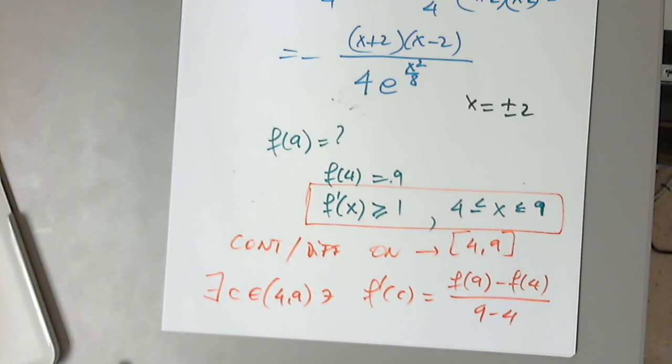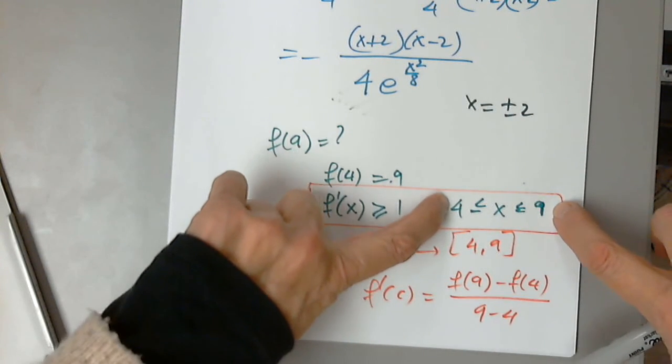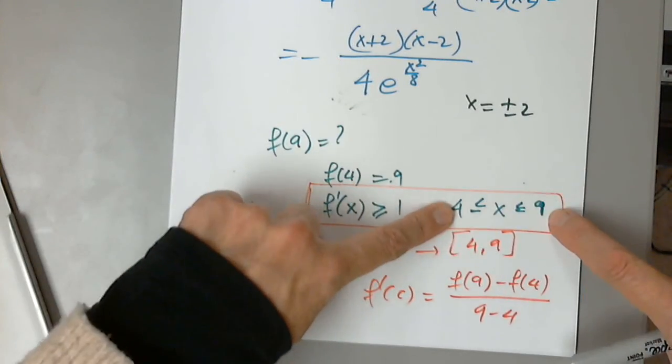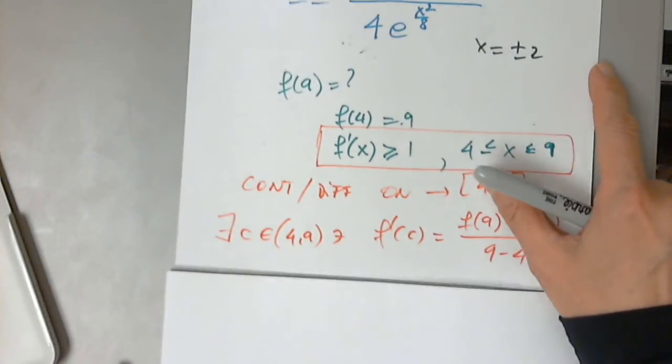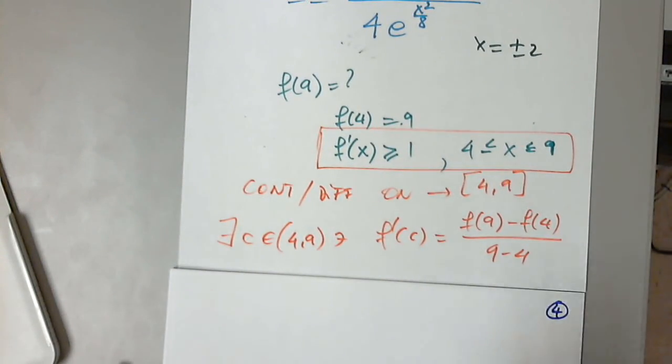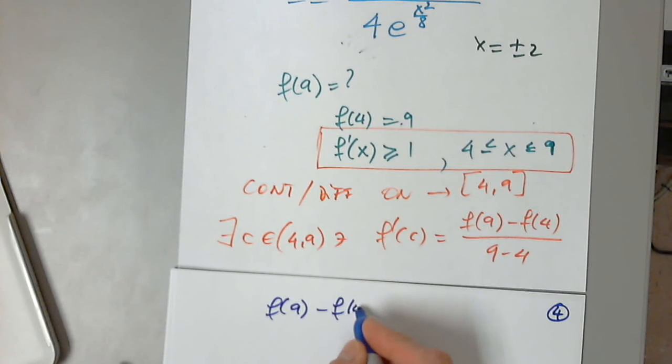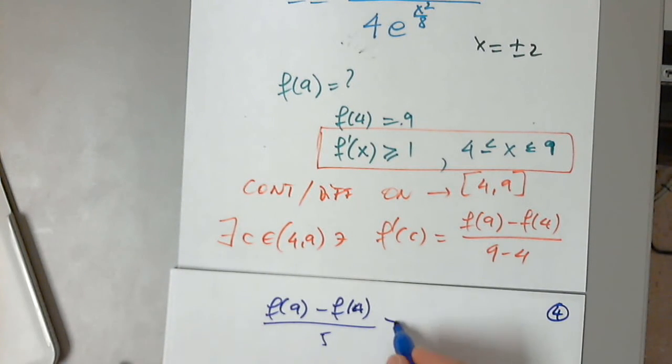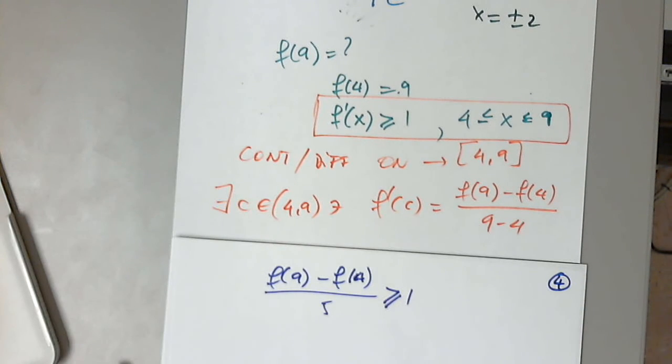I know that f prime of x, including f prime of c, everywhere, because c is between 4 and 9. So f prime of x is greater than or equal to 1, so is f prime of c, because it's for a c in the interval. And that is guaranteed for any c or any x between 4 and 9. So therefore, f of 9 minus f of 4 over 5 must be greater than or equal to 1. Would you agree so far?